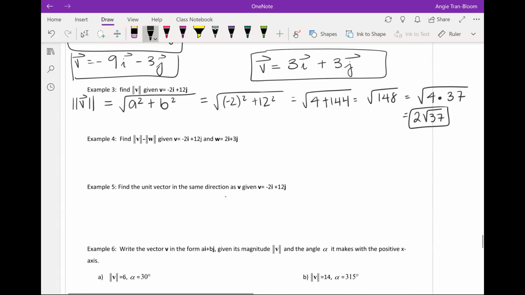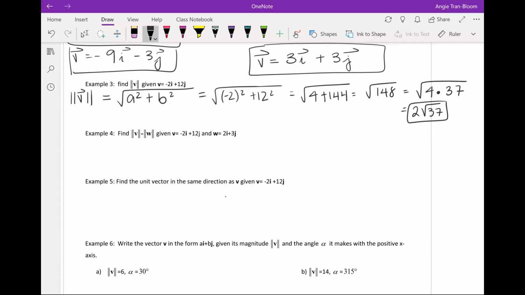It's just a lot easier to do. Example 4. Dean, help me with the direction, please. Find the magnitude of v minus the magnitude of w given v equals -2i plus 12j and w equals 2i plus 3j. Perfect. So find the magnitude of v, take away the magnitude of w. Would you guys agree that your vector v is the same as example 3? Yeah. Which means you already know what? The magnitude. So now your job is to find the magnitude of what? W. All right.